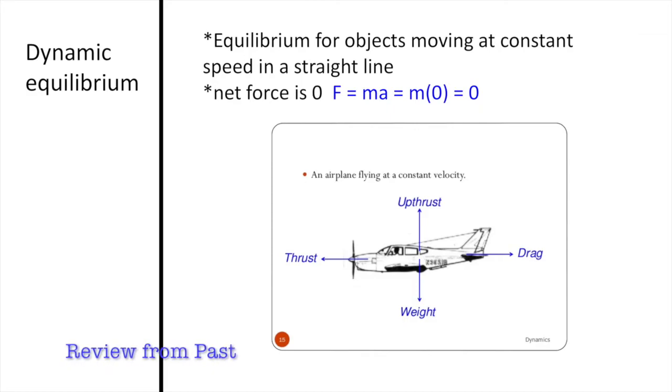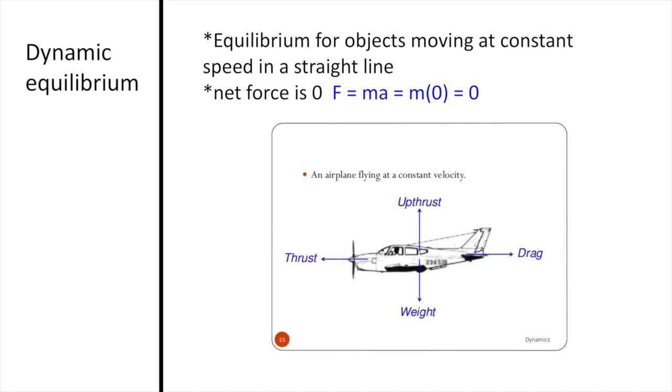Now dynamic equilibrium is a little different. It's equilibrium for an object that is actually moving. The object is moving, but it's moving at a constant speed, in a straight line. The net force is again 0. An example is an airplane flying at a constant velocity.